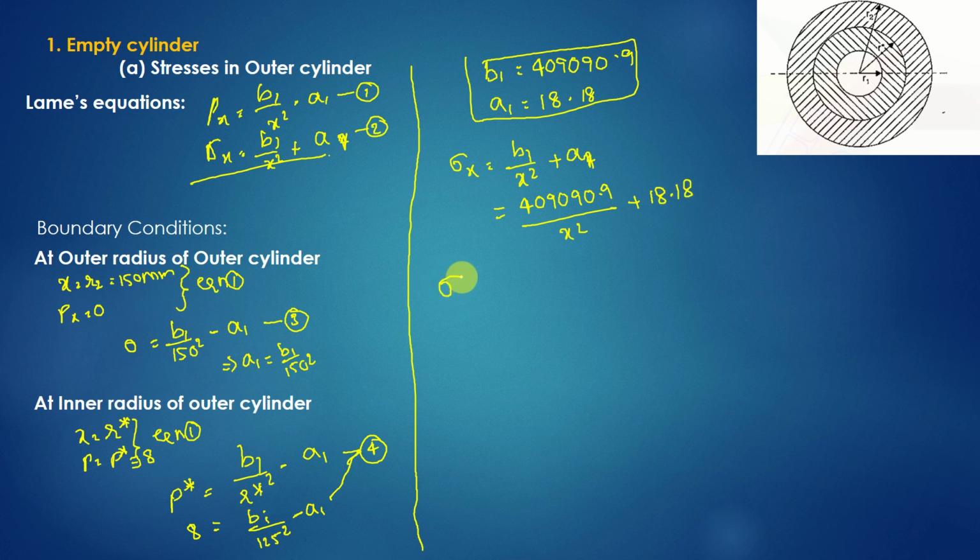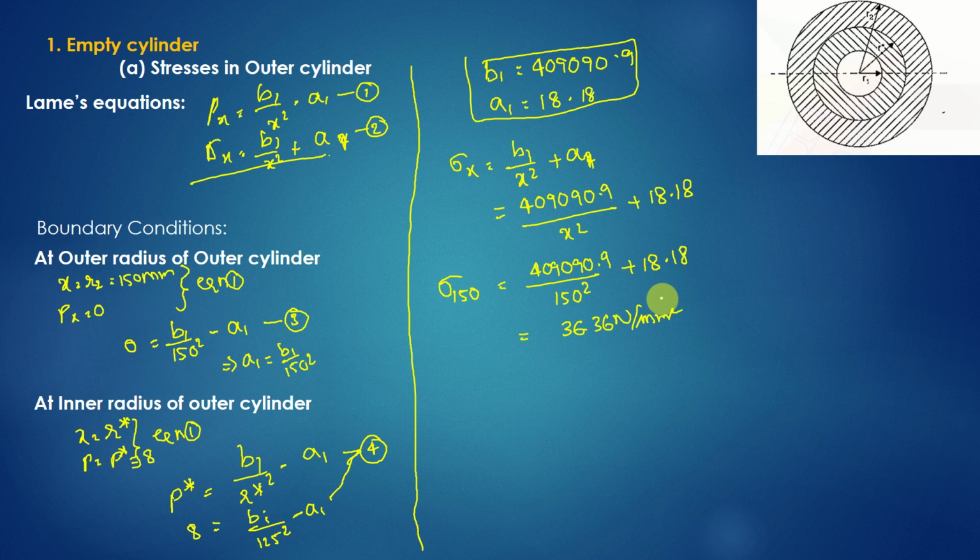Now I will find the stress at the outer radius of the outer cylinder, that means at 150 mm. So sigma at 150 will be 409090.9 by, in place of x, I'll substitute 150 square, plus 18.18. Upon calculation you will get the value as 36.36 Newton per mm square, right?